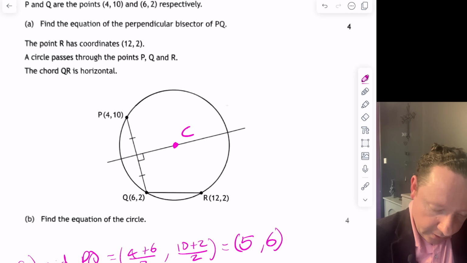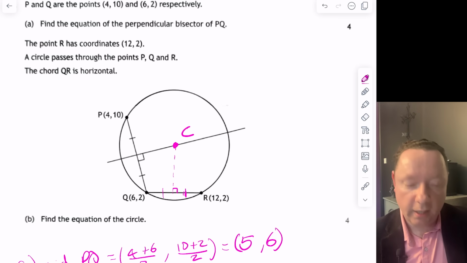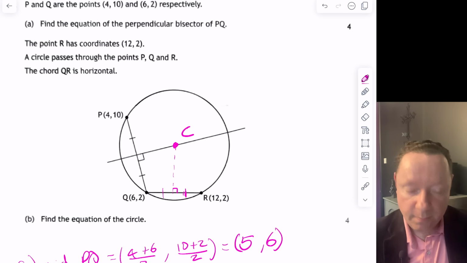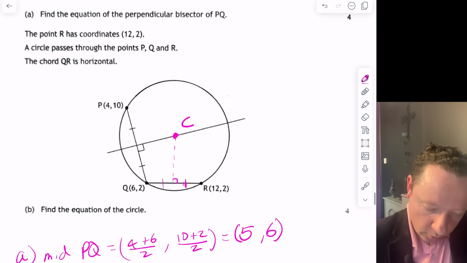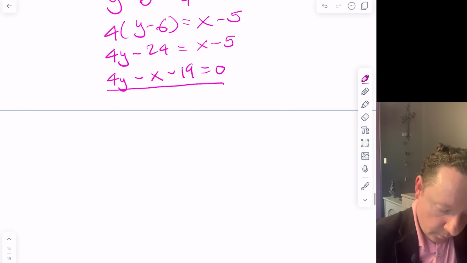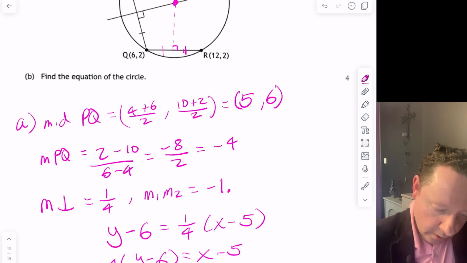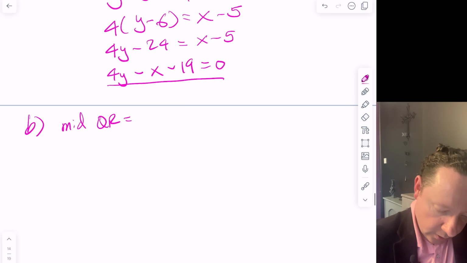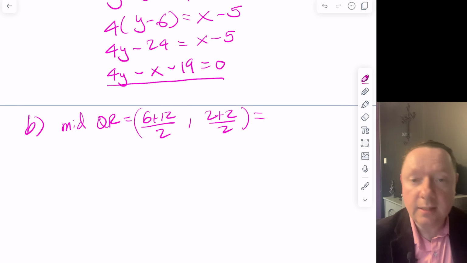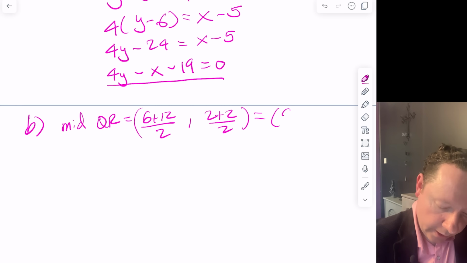Let's call that C. Now if I was to drop that down at right angles and cutting that in half, that means that I would have the x part of the coordinate, and I can just sub into my equation and get the y part to get the centre. So that's what I'm going to do. The midpoint of QR, so part B. We've got (6, 2) and (12, 2). So 6 plus 12 divided by 2 and 2 plus 2 divided by 2. 6 plus 12 is 18, divided by 2 is 9, so we get (9, 2).